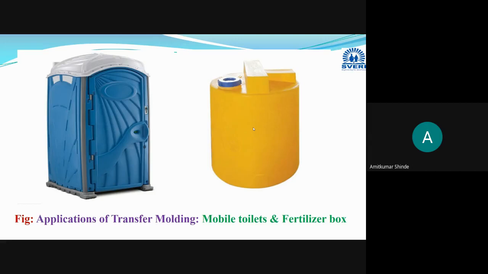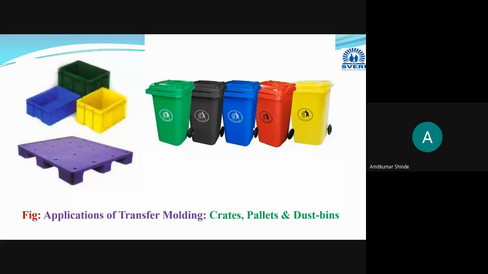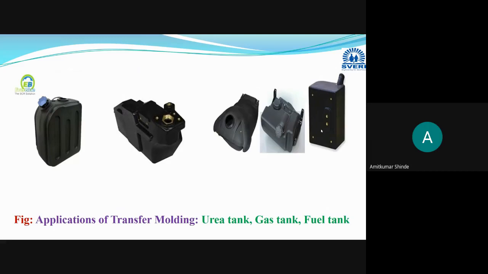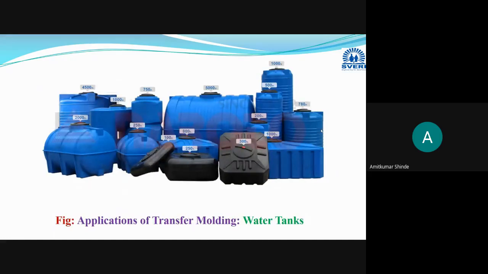So a number of applications are there. A few applications I have highlighted here: fertilizer box, mobile toilets, kayaks and boats, crates, pallets, dustbins. These are the crates, these are pallets, these are dustbins. Then road barriers, children's slides, different tanks, urea tank, gas tank, fuel tank, military utility box, then water storage tanks. All these are manufactured with the help of this molding process only.